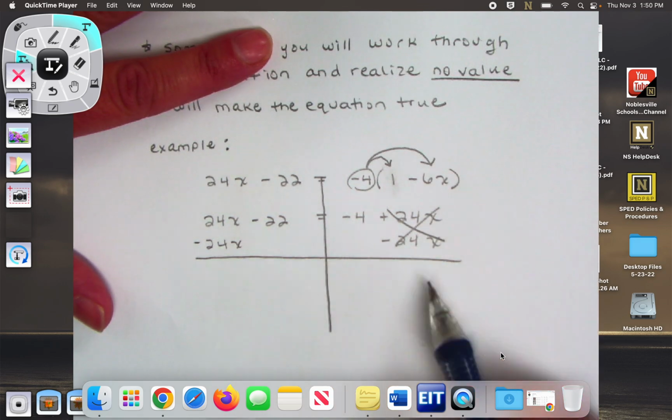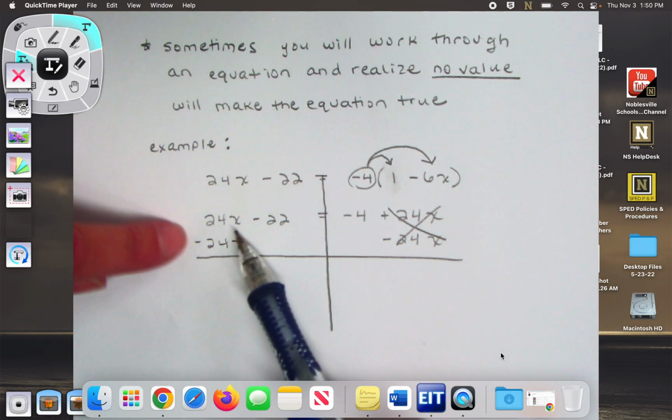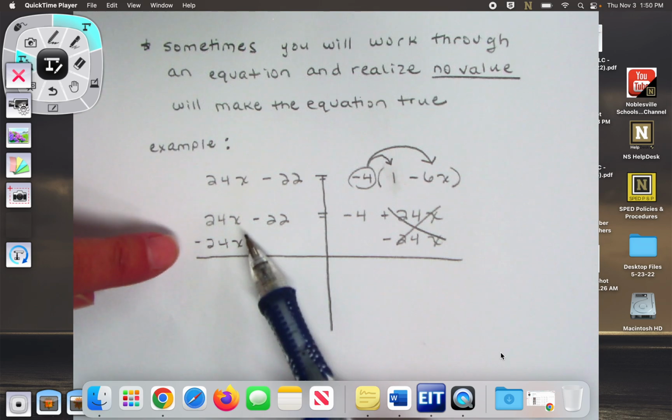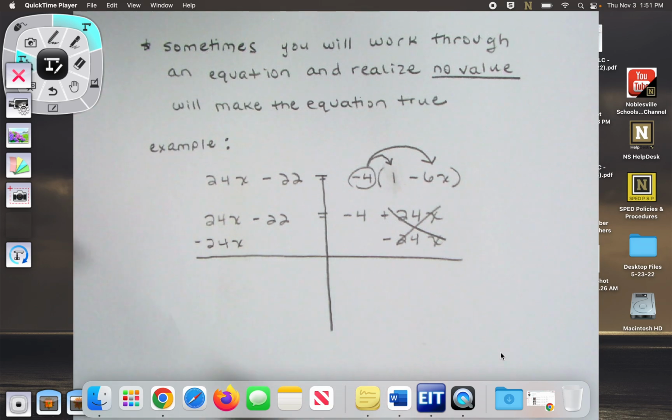This whole term is gone, which we're used to, but then over here is where people start to get a little nervous. What's 24x minus 24x? Zero. Nope, it's just, there's nothing left. It's just gone, right? So there's no x's left.